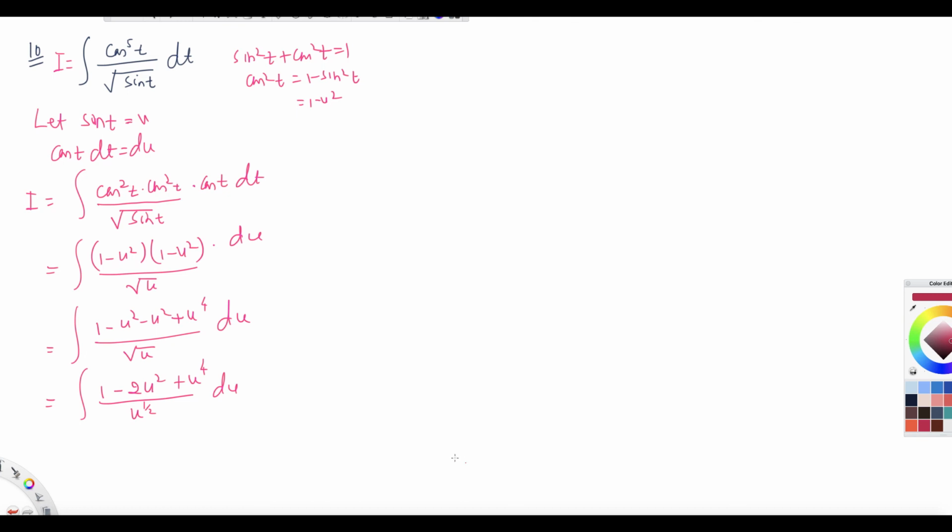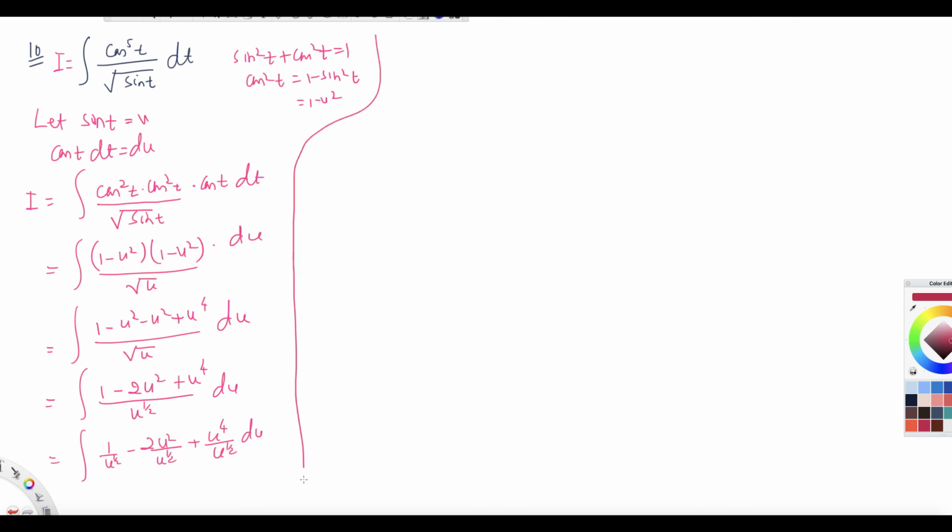So what I want to do is try to split that. I want to write 1 over u to the 1/2, 2u squared over u to the 1/2, and u to the fourth over u to the 1/2. That will look like this: 1 over u to the 1/2 minus 2u squared over u to the 1/2 plus u to the fourth over u to the 1/2, and then du. You can cancel those things there, right?